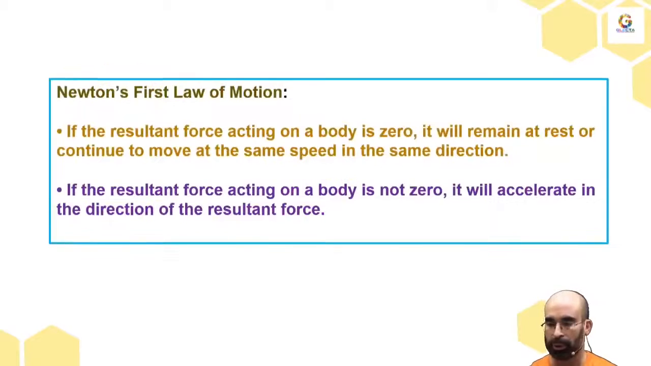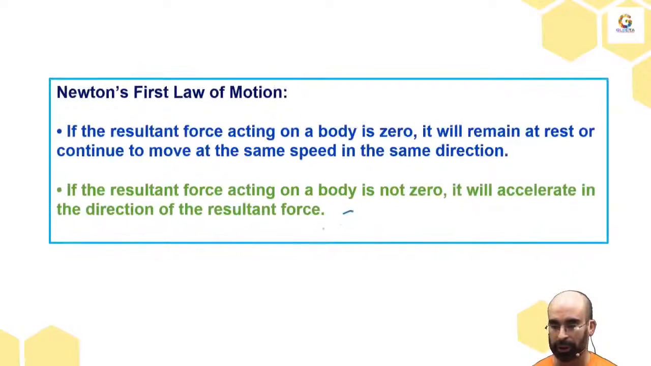Now, let us recall what Newton's first law of motion is. If the resultant force acting on a body is 0, it will remain at rest or continue to move at the same speed in the same direction. Now, another situation, if the resultant force acting on a body is not 0, it will accelerate in the direction of resultant force, right?